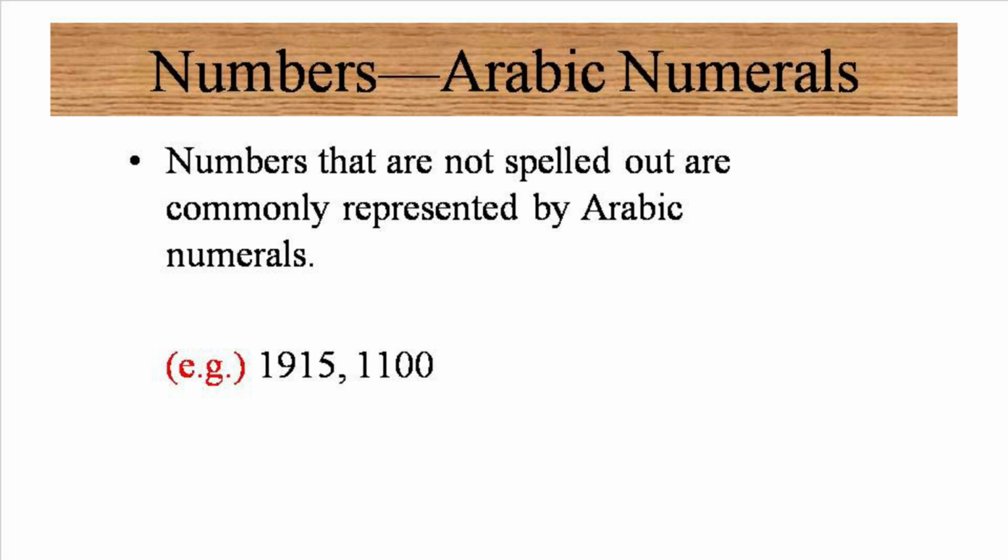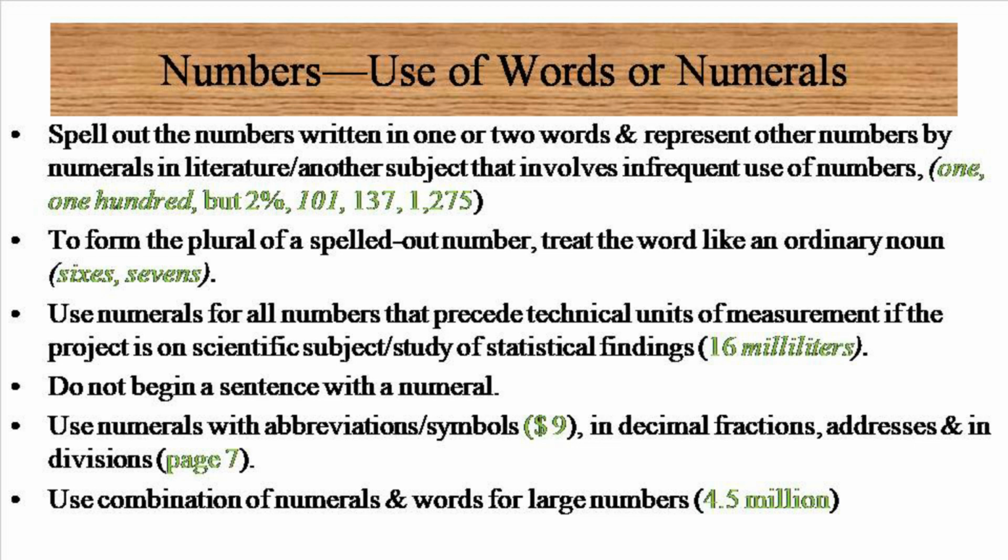Numbers that are not spelled out are commonly represented by Arabic numerals. Spell out the numbers written in one or two words and represent other numbers by numerals in literature or another subject that involves infrequent use of numbers. To form the plurals of a spelled out number, treat the word like an ordinary noun.